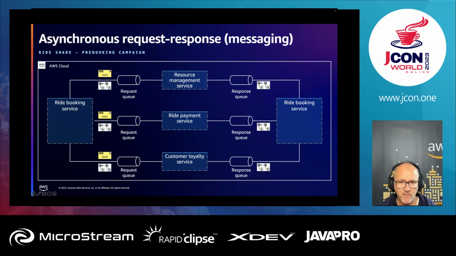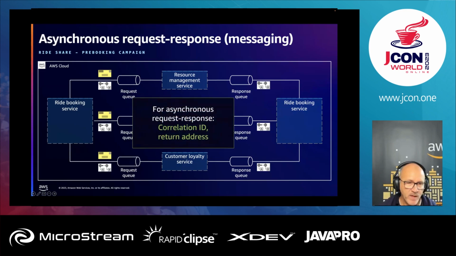But how do the downstream services actually know where to send their responses? And how does the write booking service actually know which response message belongs to which previous request? For that, we have the patterns of correlation ID and return address. Both patterns relate to meta information that is injected into the messages, and due to their names, they should be quite self-explanatory. And you would have used them already with your asynchronous API approach before.